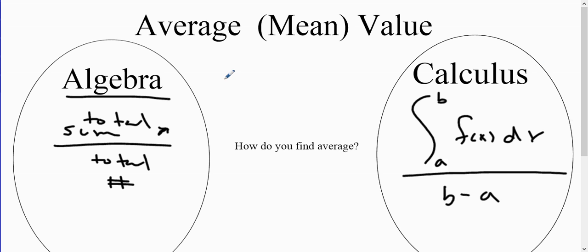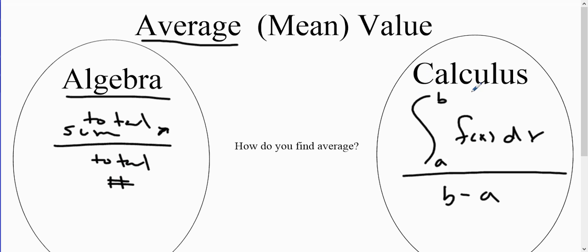All right. The final concept with integration that I like to talk about is the average value theorem. When we talk about the average value theorem of integration, one of the key things I always like to think about is: when you talk about average in algebra, what does that mean? Well, the average value in algebra means that you take the total sum divided by the total number of whatever you got. Well, in calculus, how can you take the total sum?